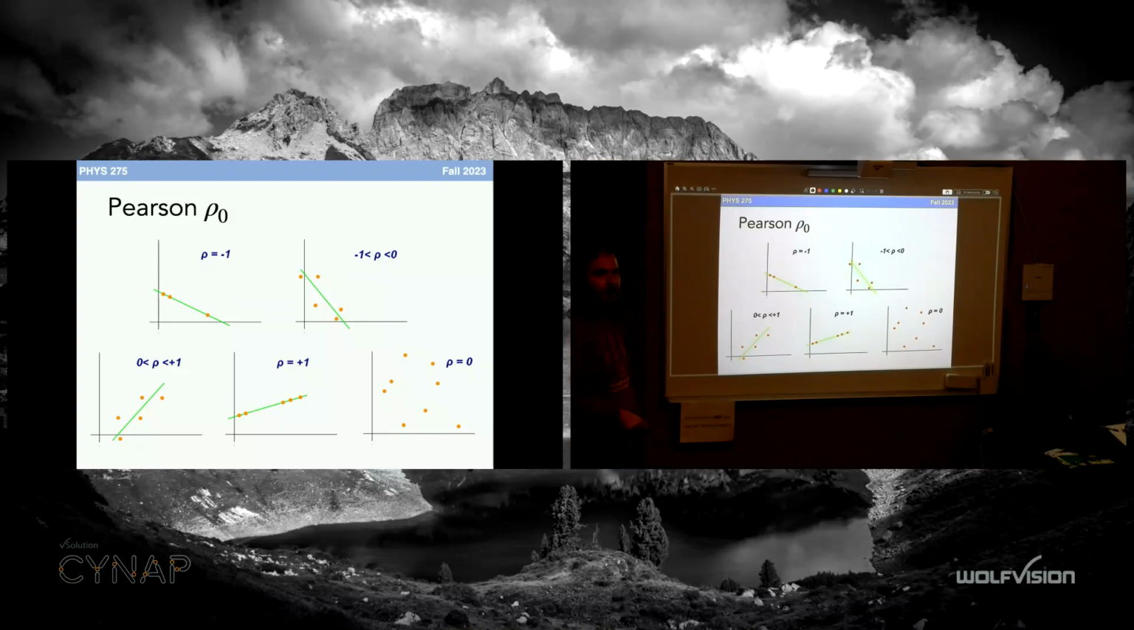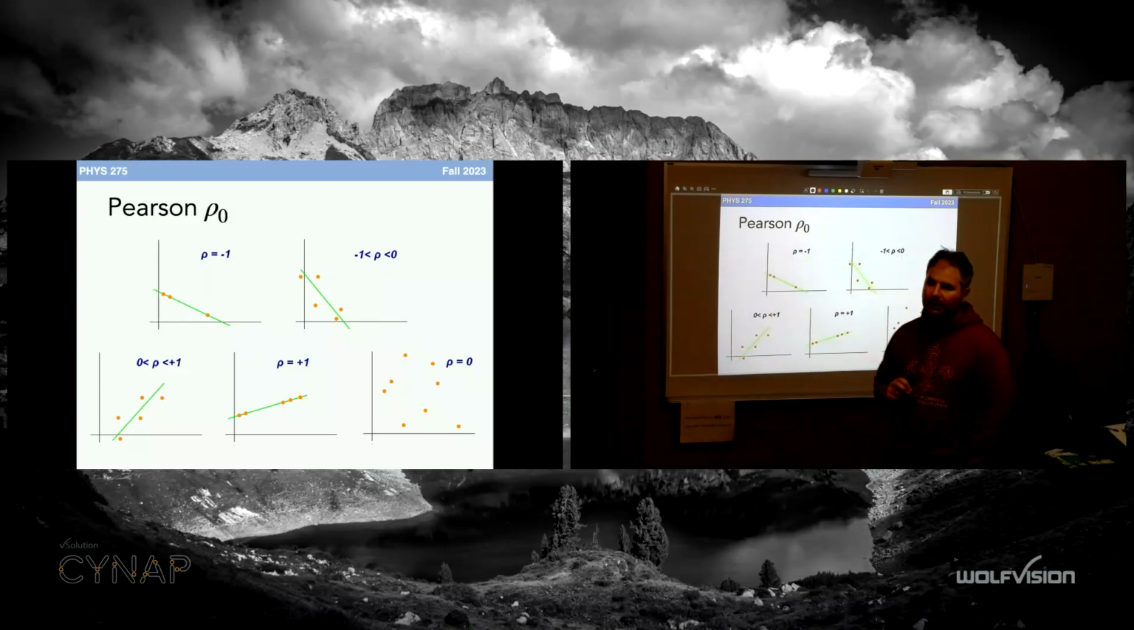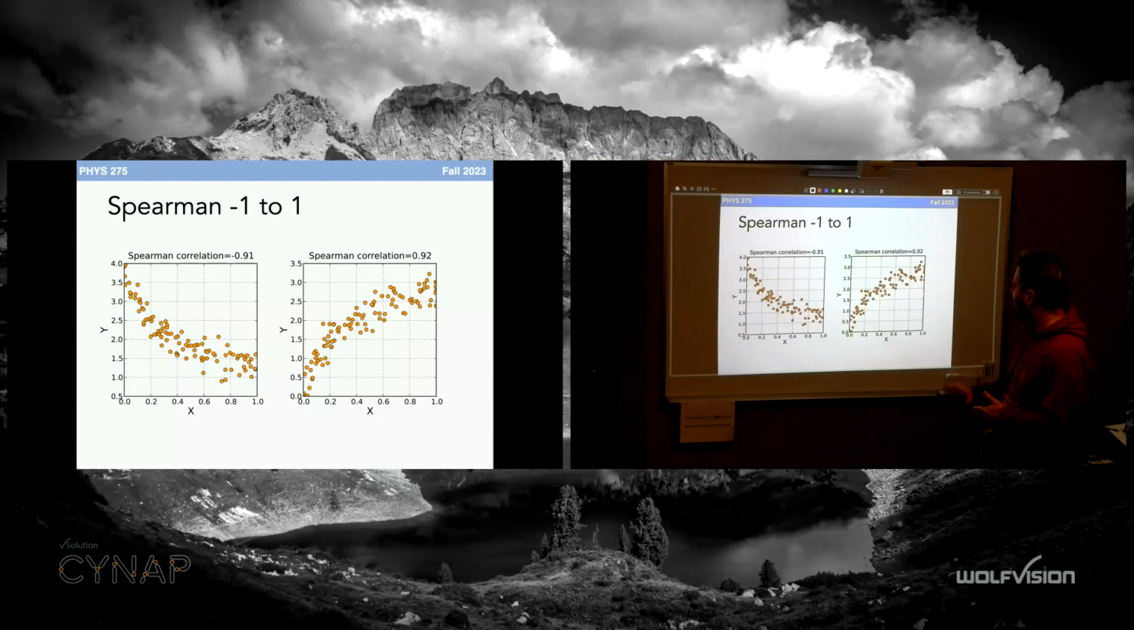And if it's all over the place, we get a Pearson ranking of 0. So there is no linear correlation. So you can see how well the correlation happens, right? You actually have a measure of how well A and B are correlated. X and Y are correlated. Yeah? In a linear fashion.